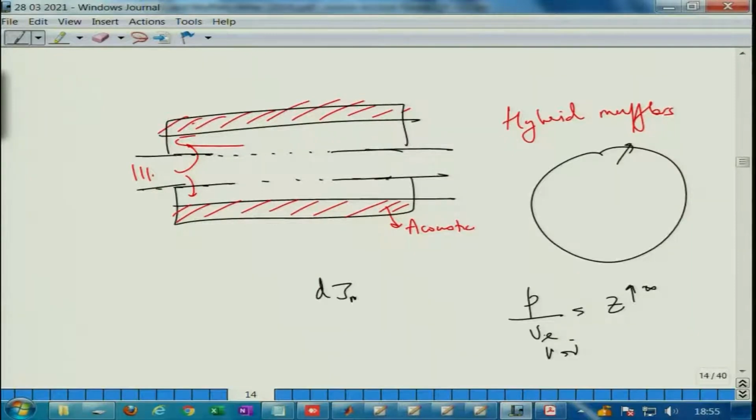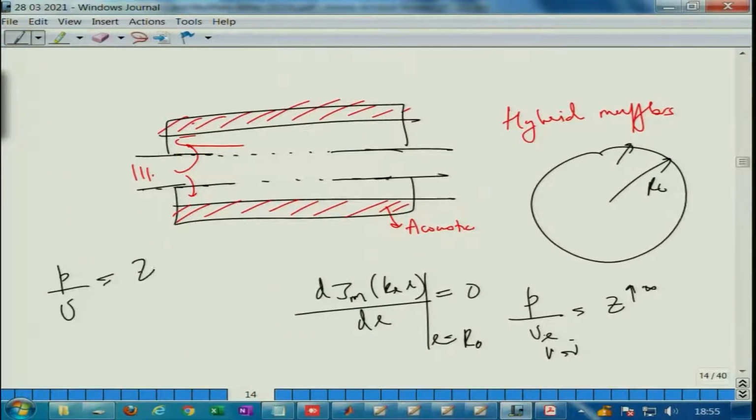We put this condition, that the radial derivative of the acoustic pressure, or the derivative of the Bessel function, is 0 at the boundary, at the inner radius of the chamber, R naught, to get the rigid wall modes. But if this is not the case, if you have P by U is equal to Z, where Z can be a complex quantity, then you have a local reaction. This is what a local reaction is.